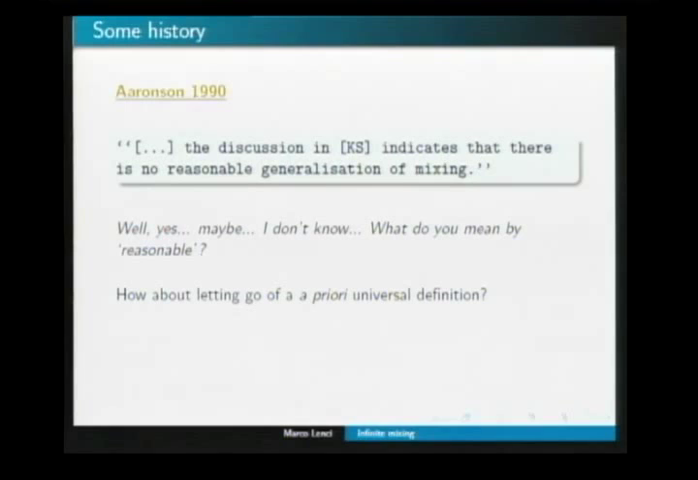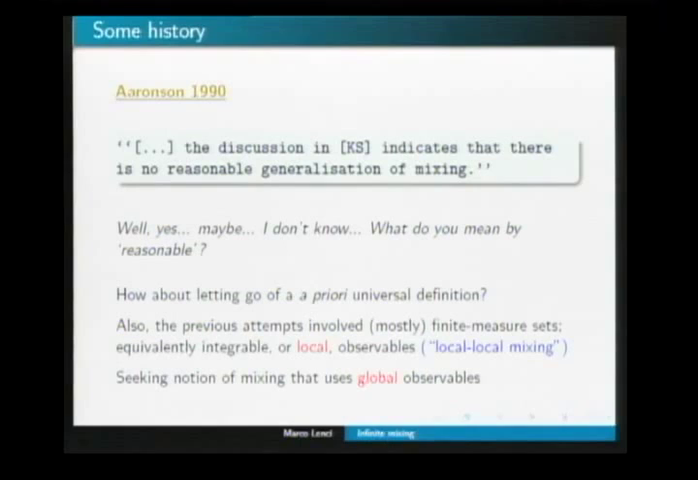But what about letting go of an a priori universal definition? Maybe you can have a bunch of notions that can be adapted on a case-by-case basis, to be made into precise definitions only when you have a specific dynamical system and you know what you want to measure there.